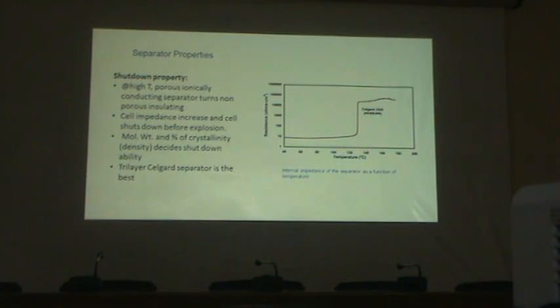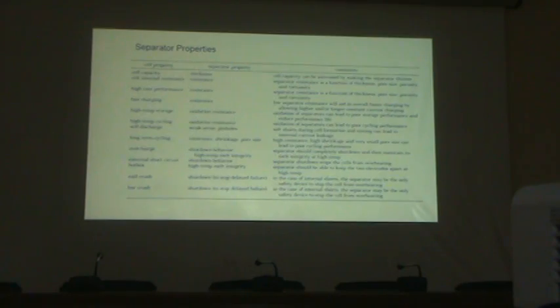And there is something called shutdown property. This is what they show in the resistance, and as the temperature increases to the melting point of, let's say, this tri-layer, the polyethylene will melt. There's an immediate increase in the resistance. So they use it as a gauge basically to shut down the cell. And the shutdown ability is basically depending on the molecular weight and percentage of crystallinity of the polymer. And tri-layer cell guard separator is the best for any commercial application use.